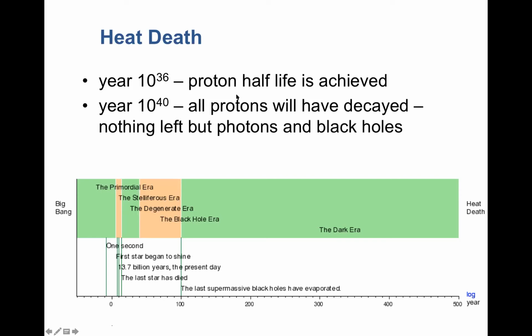And so at that point, all of the protons are gone. In other words, even if you had white dwarfs and neutron stars, at year 10 to the 40, they're all gone. And they decay into photons and elementary particles and black holes. And so at year 10 to the 40, all you have left in the universe is black holes.